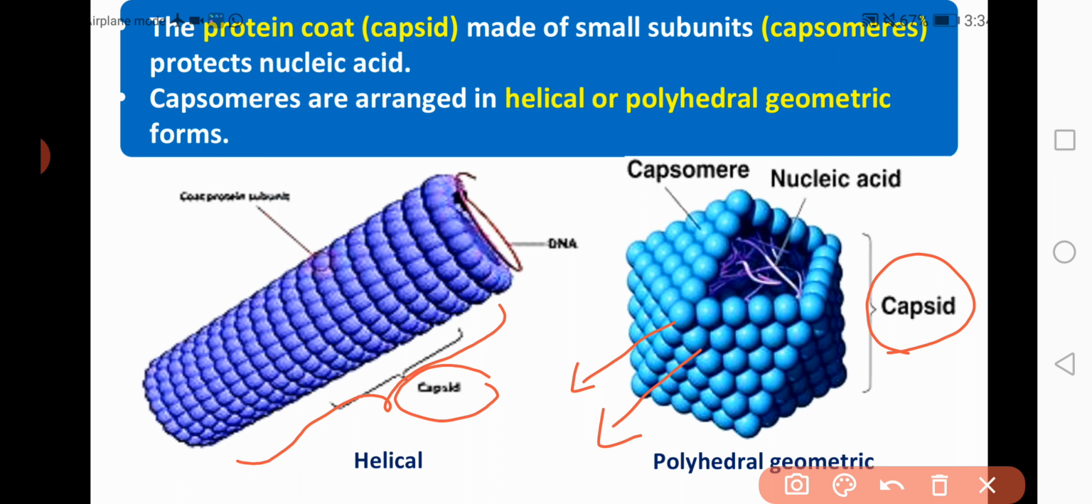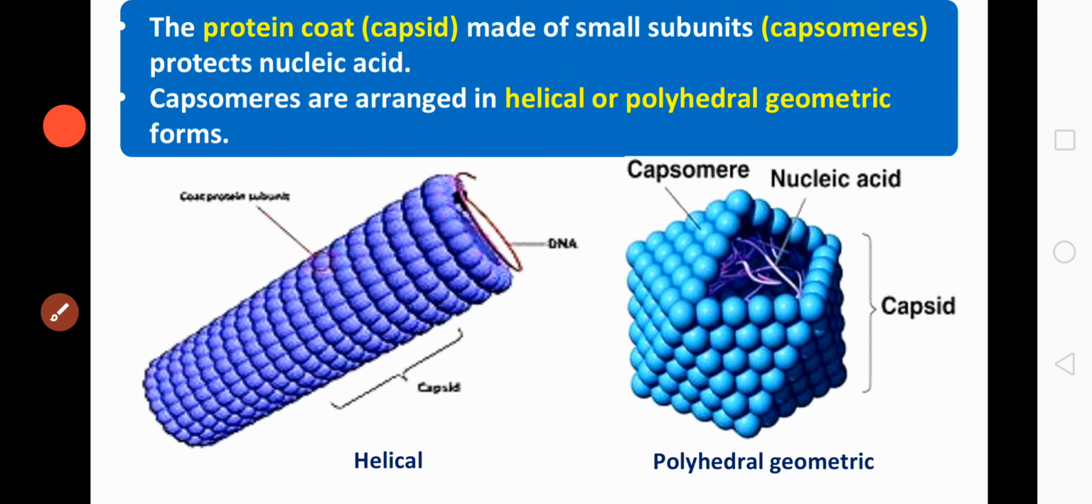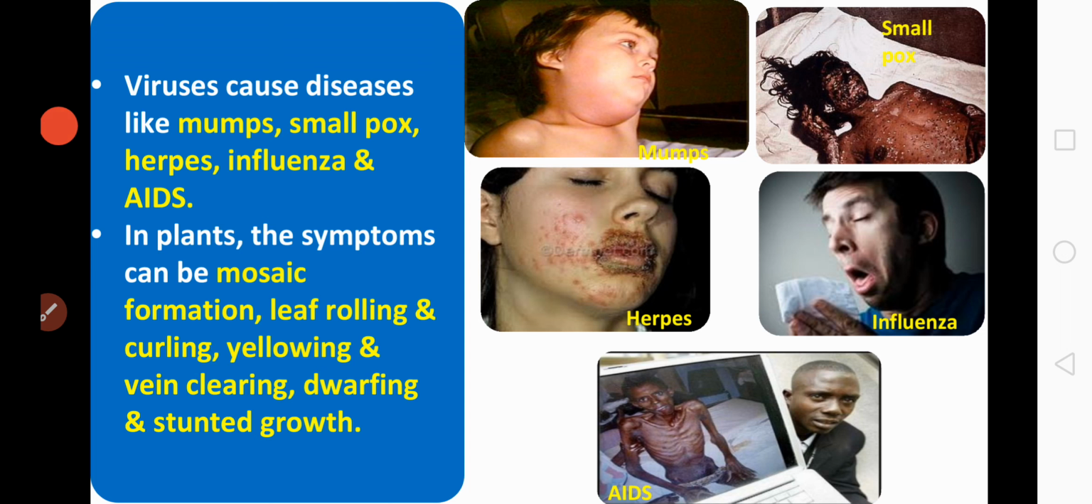And the capsomeres are arranged in helical or polyhedral geometric forms. So these capsomeres are arranged either in helical form or in polyhedral geometrical form. Understood? Okay, these are about the capsid or the protein component of the virus.